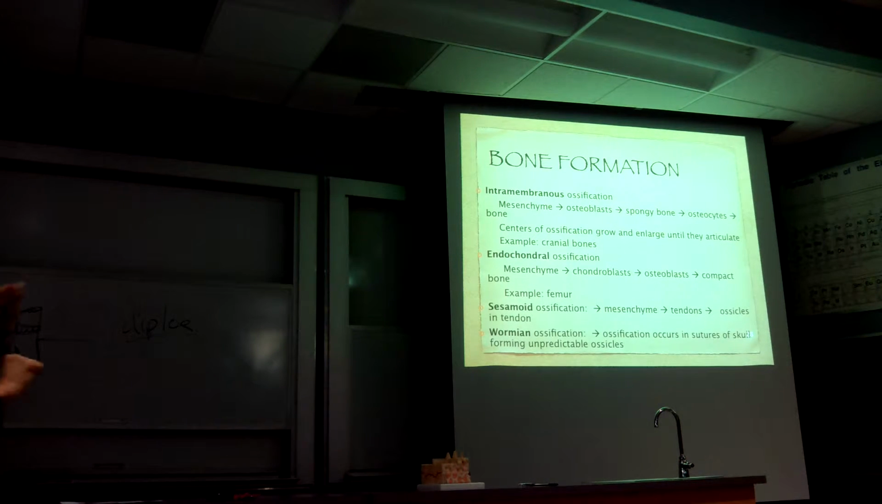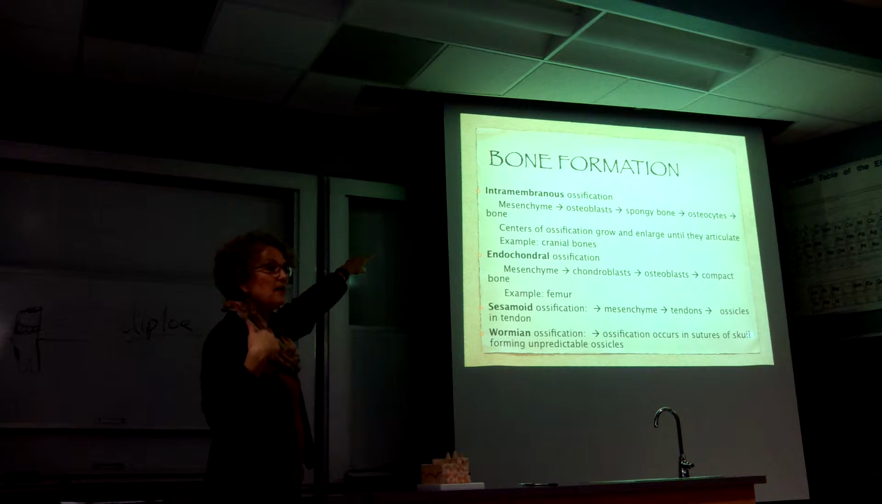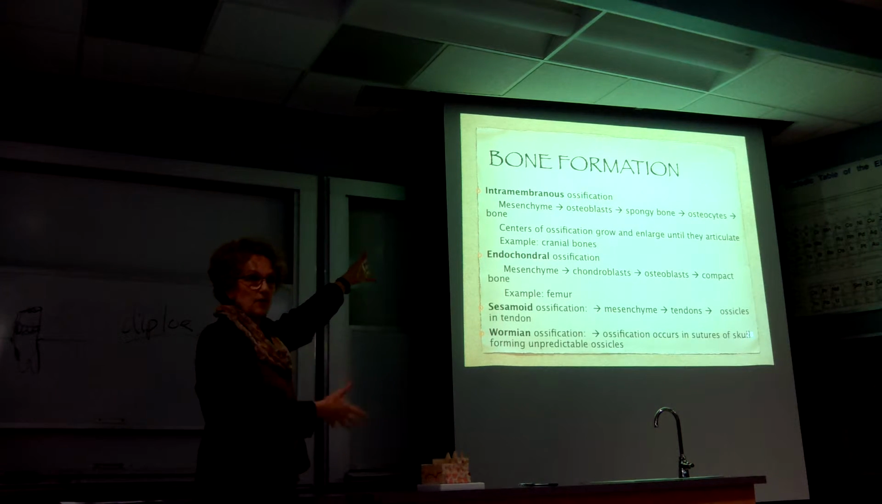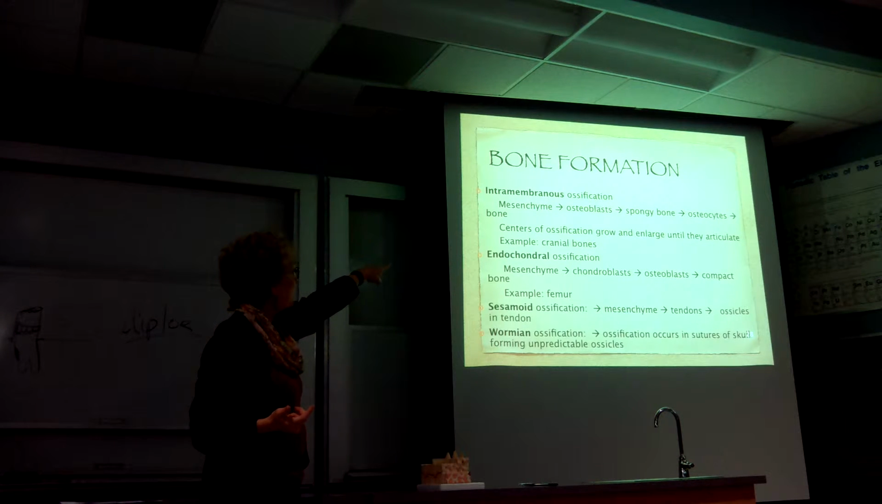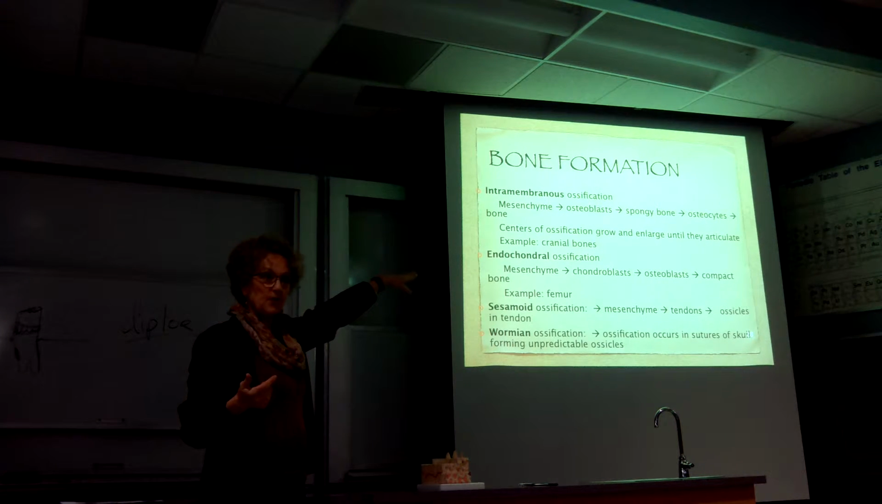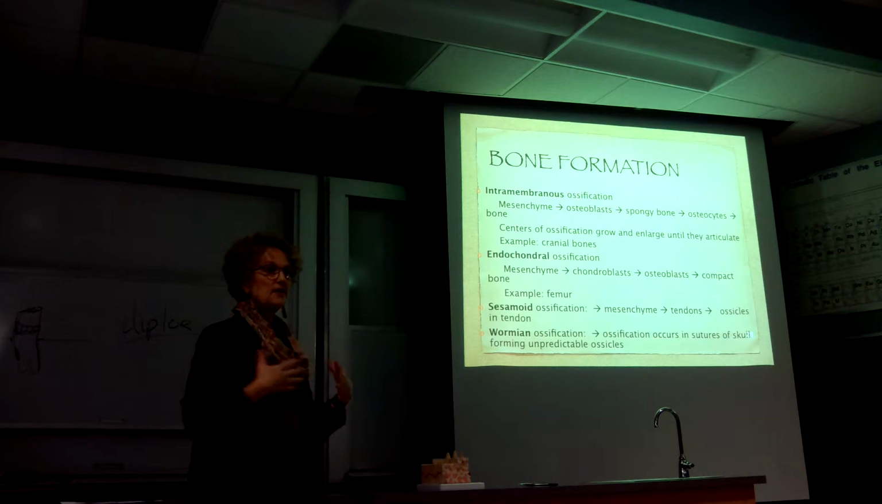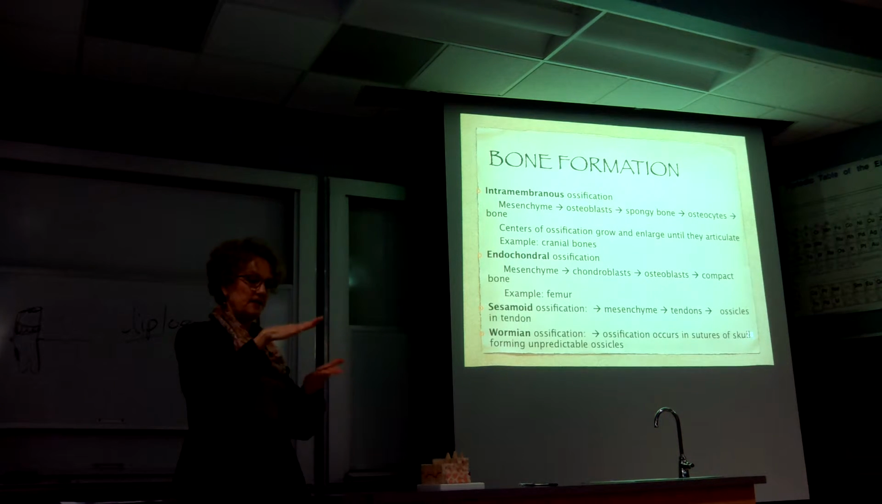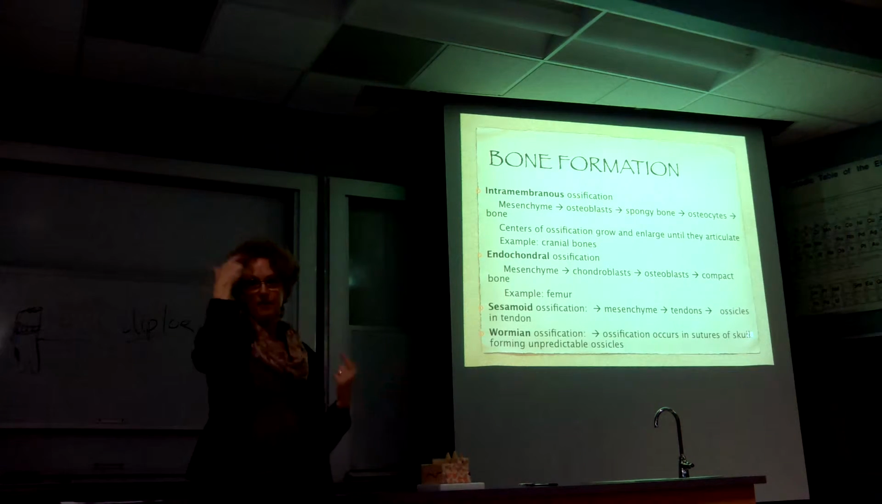And here we go, we can see it. So what we have in intramembranous is the mesenchyme, which would be these stem cells originating from the embryo. Then it forms an osteoblast, which forms spongy bone, and then the osteocytes, and then the bone. So this is the most primitive, direct type of bone growth that we find in our skull and cranial bones.